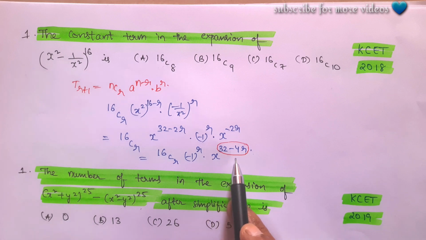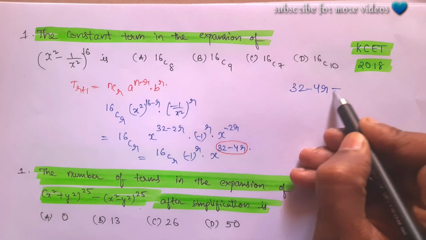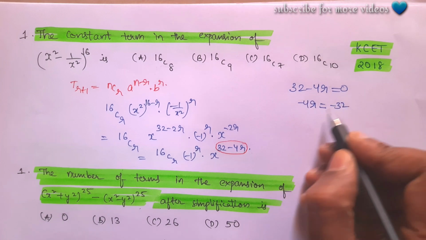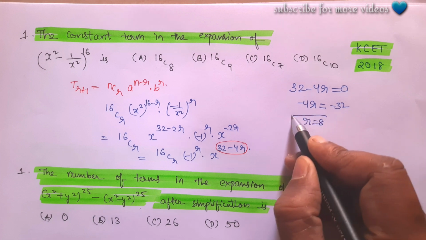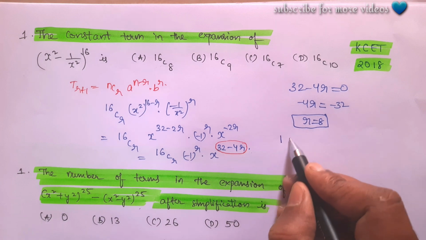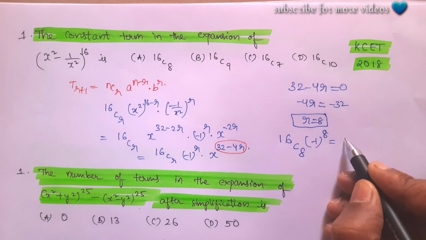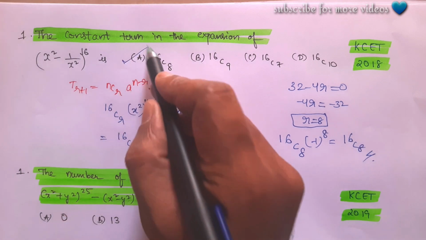So now they asked constant term, so we need to do 32 minus 4r equal to 0. So minus 4r equal to minus 32, minus minus cancel, r is equal to 8. So r value 8 we need to substitute here. So r value 8 substituted, 16c8 minus 1 power 8. So this is 16c8. So this is our answer, option A.